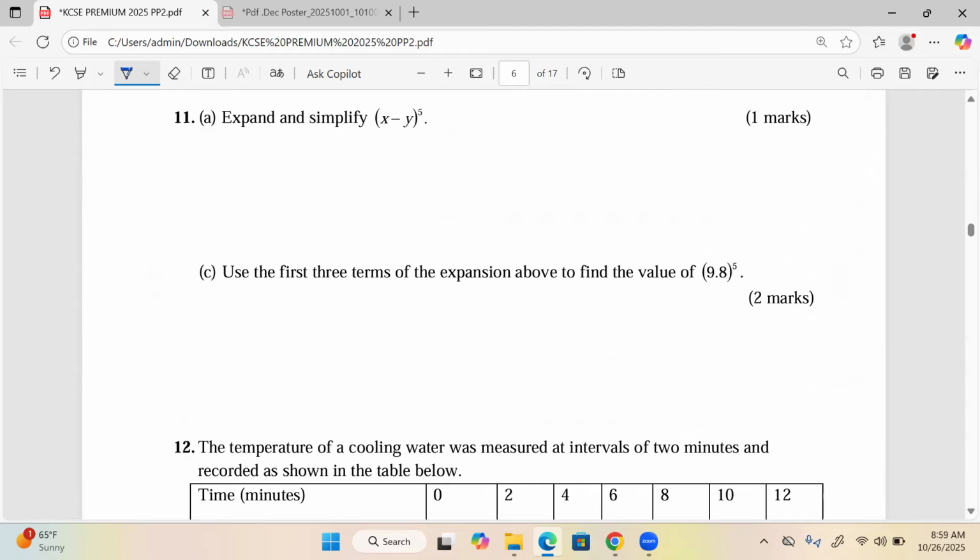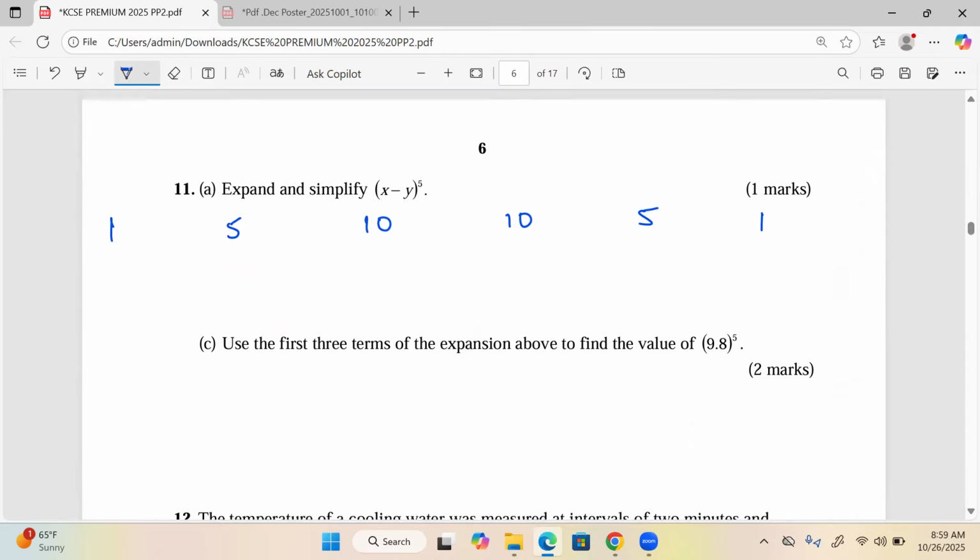So the binomial coefficients of power 5 are 1, 5, 10, 10, 5, and 1. The 6 binomial coefficients of power 5. So now we start expanding. With 1 here, we start with x raised to power 5 and negative y to power 0. But in the next term, x goes to power 4, and negative y takes power 1.